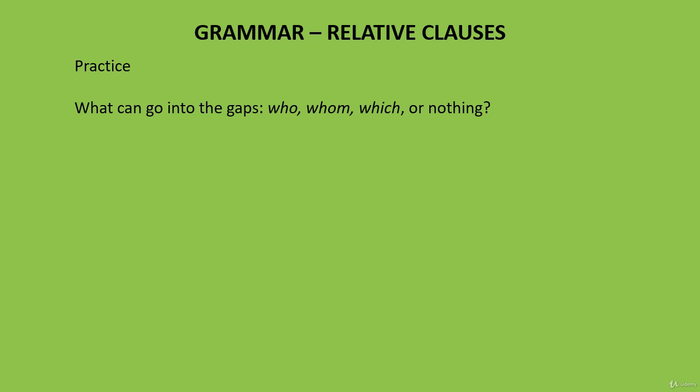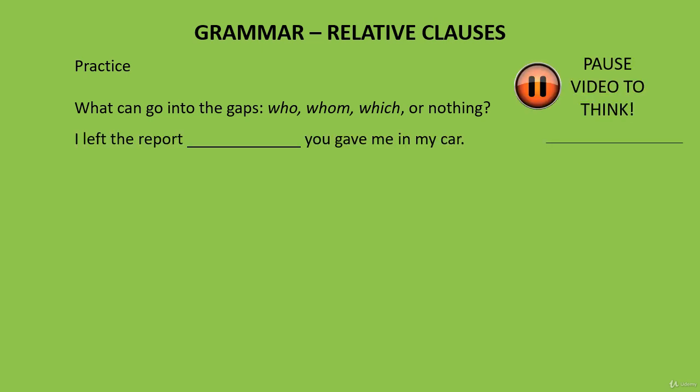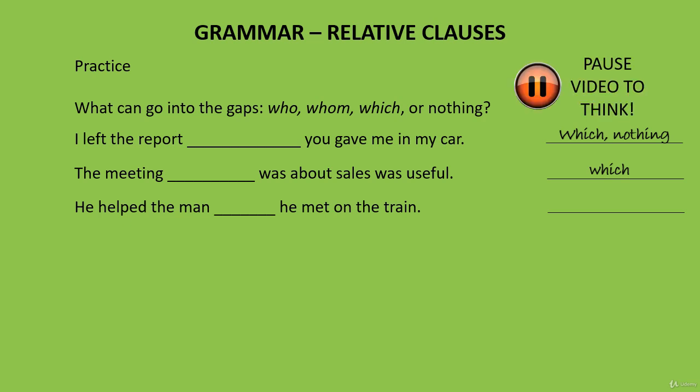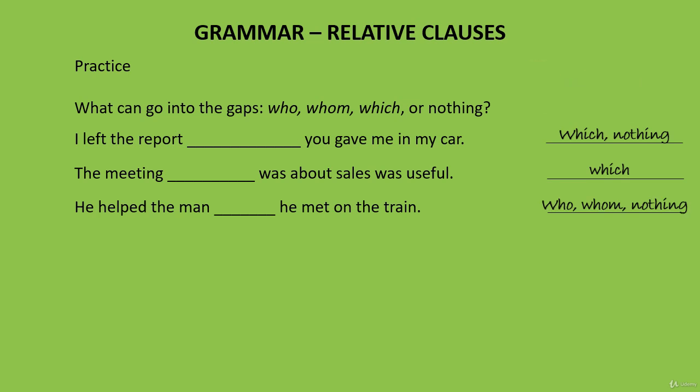This time we're going to fill in the gaps. Sometimes there's more than one answer. Which or nothing, because it's an object-relative clause. Which, because it's a subject-relative clause, so writing nothing is not possible. Who, whom, or nothing, because it's an object-relative clause about a person.